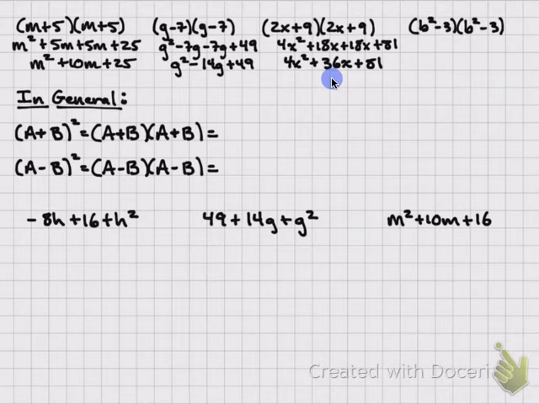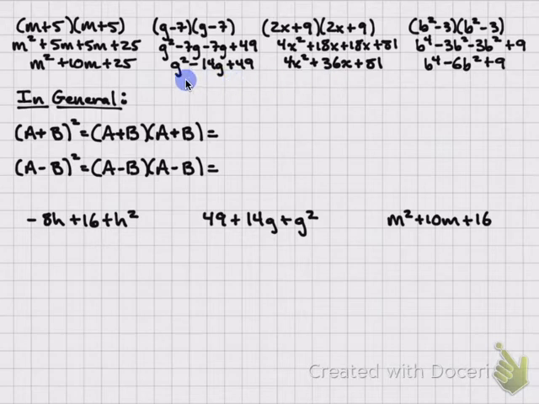And in the last one, same idea. B squared times b squared is b to the 4th. B squared times negative 3 is negative 3b squared. We get another one of those, and negative 3 times negative 3 is 9, for a grand total of b to the 4th minus 6b squared plus 9.